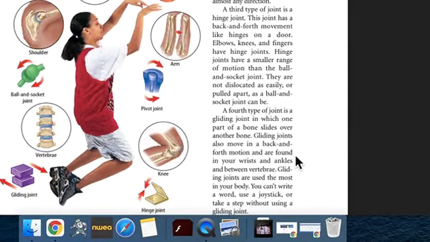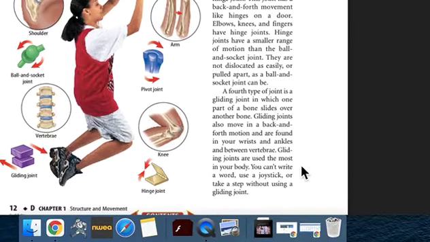A fourth type of joint is a gliding joint, in which one part of the bone glides over another part. Gliding joints also move in back and forth motions and are found between your wrists, ankles, and between vertebrae. Gliding joints are used the most in your body. You can write a word using a joystick or step without using a gliding joint.